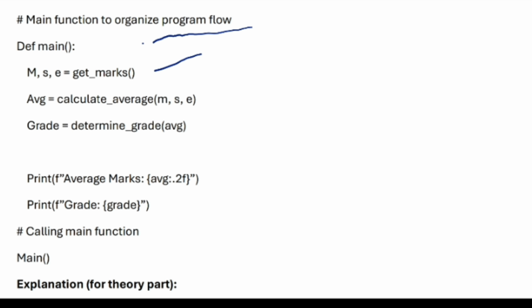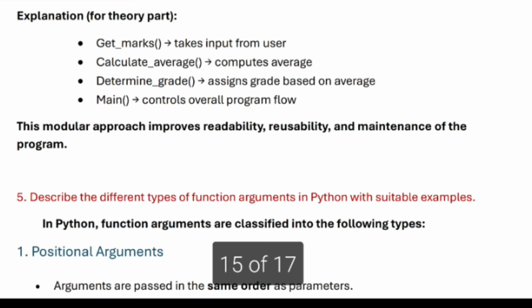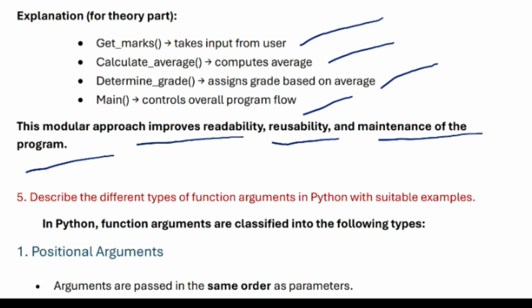So this will take math, science and English, then average calculation and grade determination. Then print the average and print the grade. Calling the main function, you will get the program like this. And the program explanation: get the marks, take input from the user, compute the average, determine the grade, assign the grade based on the average, and main is in control of the program flow. The modular approach is helpful for improved readability, reusability and maintenance of the program.